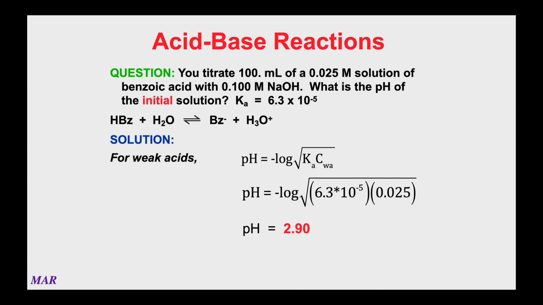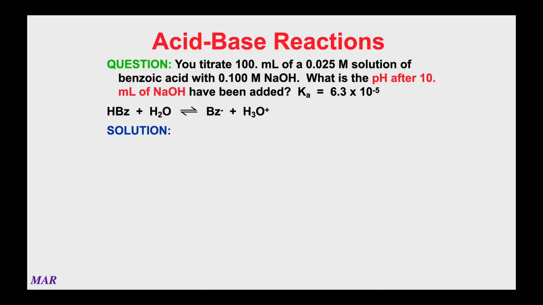So if it's a weak acid, minus log square root Ka times Ca, minus log square root of 6.3 times 10 to the minus 5 times 0.025, which is the concentration, pH 2.90. All right, so it is acidic. It's not super acidic because it's a weak acid, but no problem. Let's figure out the pH after 10 milliliters of sodium hydroxide have been added.